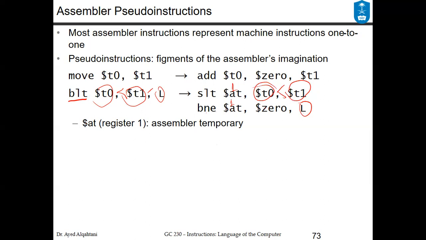Now, notice here we use the register AT, and this at register is reserved for the assembler or the compiler, and that's what we set in the register table. So we used it here. When you are working with pseudo instructions, you use the at register.